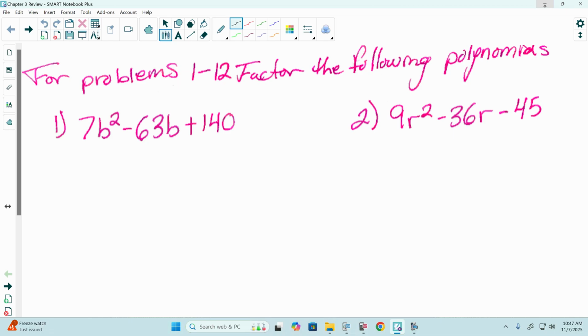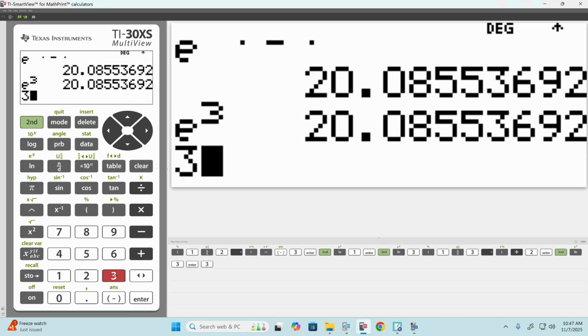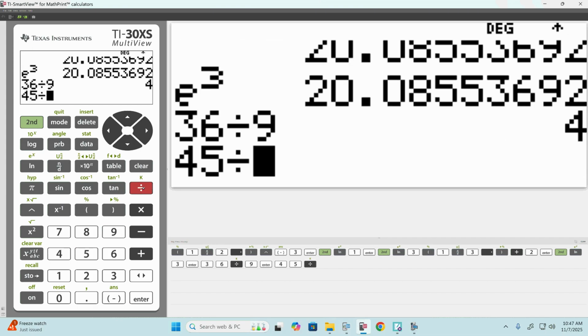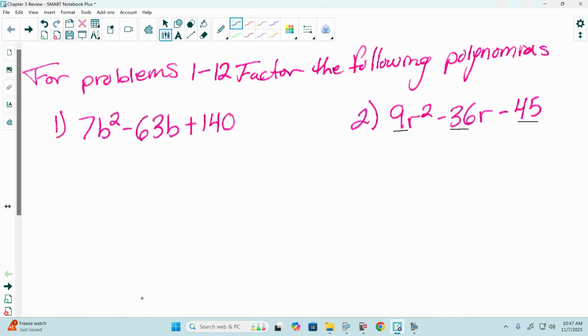Do we want to look at 1 or 2? Well, we'll look at 2. So 9r squared minus 36r minus 45. The first thing we're looking for is their greatest common factor. Is there a number that goes into all 3? We know there's not a variable because 45 does not have r. Now 9 is the biggest number for r squared, so we just need to check and make sure is 36 divisible by 9 and is 45 divisible by 9. So the number in common, or the greatest common factor across all 3, is going to be 9.